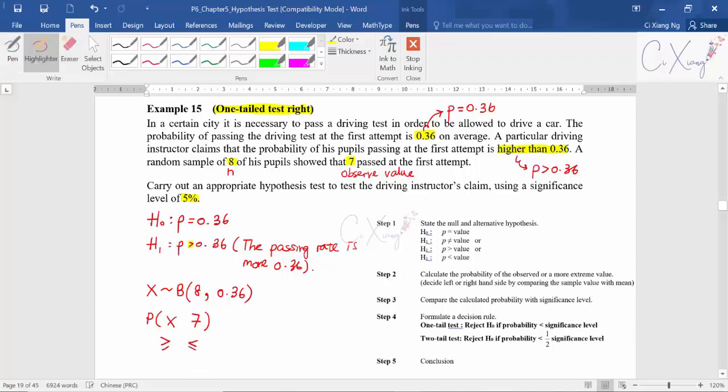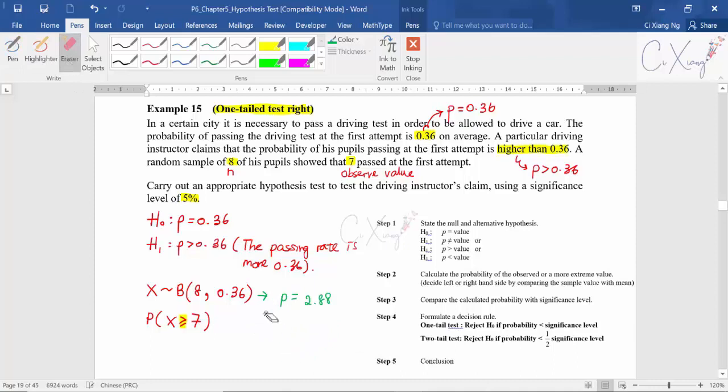The first method to decide is to look at the alternative hypothesis. It is greater, therefore when you calculate the p-value, you follow the sign of the alternative hypothesis, which is greater. The second method is to find the mean first. The mean np is 8 multiplied by 0.36, which gives 2.88. Imagine the number line: the mean 2.88 is in the center, and 7 is on the right hand side of 2.88. So when you calculate the p-value, you calculate all the probability on that side, so you should calculate the probability for x greater than or equal to 7. This is the second method to decide the sign.